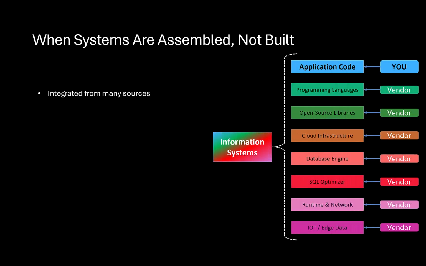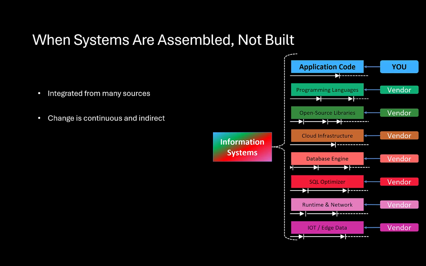Information systems today are no longer built end-to-end. They are assembled. You directly control only a small part of the system, your application code. Everything else is integrated: languages, libraries, infrastructure, database engines, data arriving from outside the system. Each component evolves independently, now changing faster, driven by AI, and no single team owns the whole system.